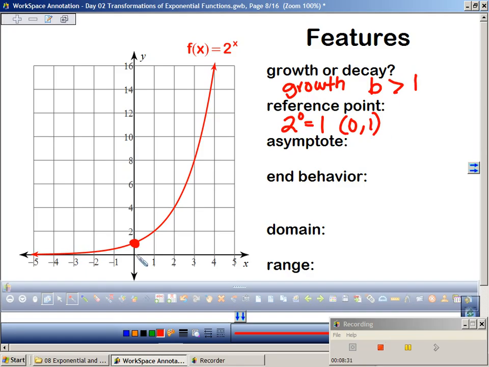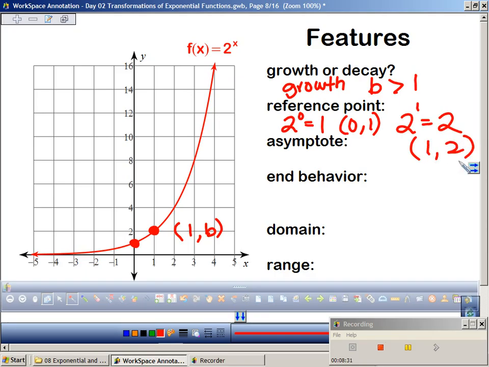My second reference point is when I go over 1, right? I already substituted in 0. What's the next one I always substitute in? 1. When I substitute 1, what do I get? I get 2, or 1 comma b, the same as the base, right? That second reference point is the same as the base. So my second one is 2 to the 1 gives me 2. My second reference point was 1, 2.